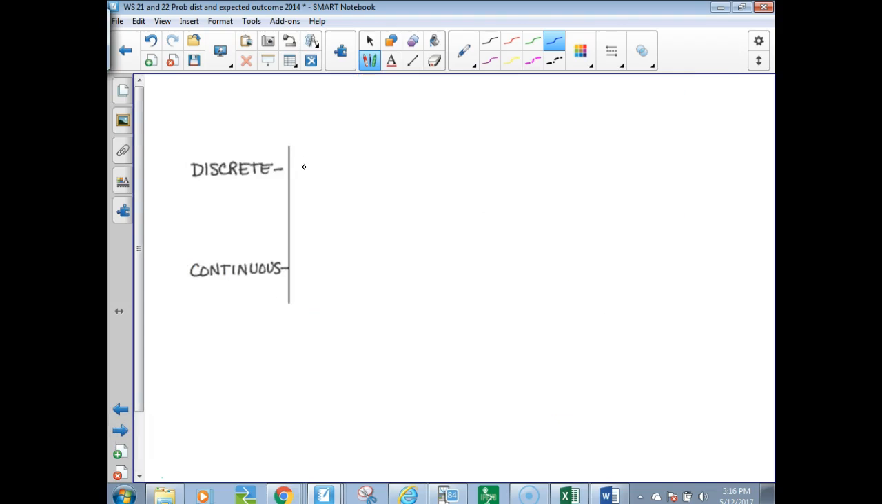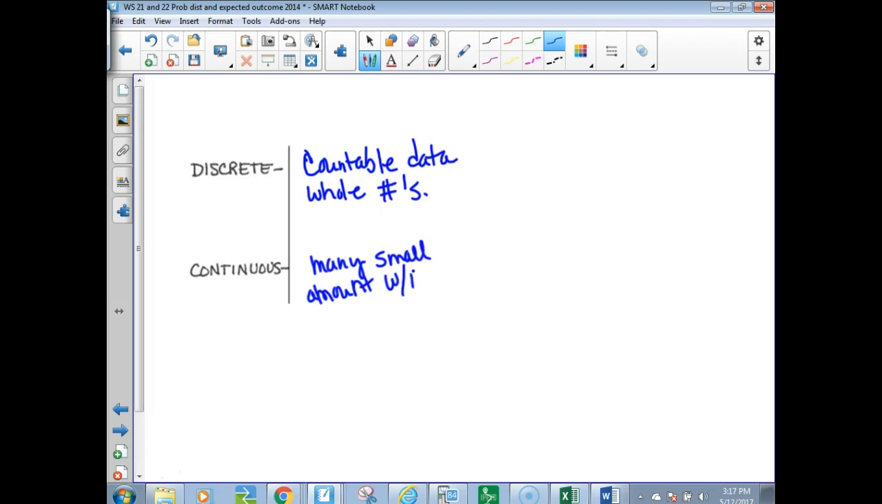So, what's the difference between discrete and continuous? Might want to write this down. Countable, whole numbers. Continuous data has many small amounts within a range. Okay, so it's probably going to have decimals or fractions. Decimals are possible.